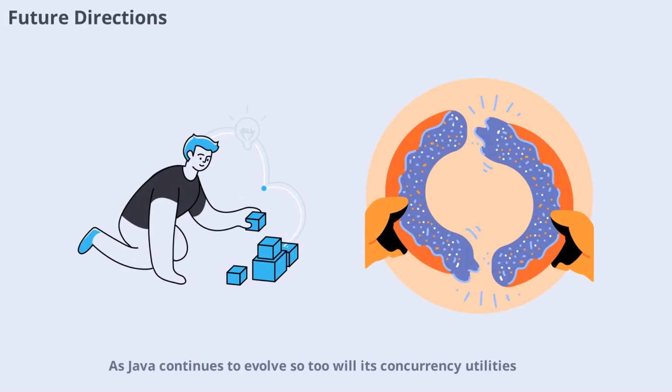As Java continues to evolve, so too will its concurrency utilities. Ongoing research into lock-free and wait-free algorithms promises even greater scalability and performance. Staying informed about these advancements will help you build future-proof systems.